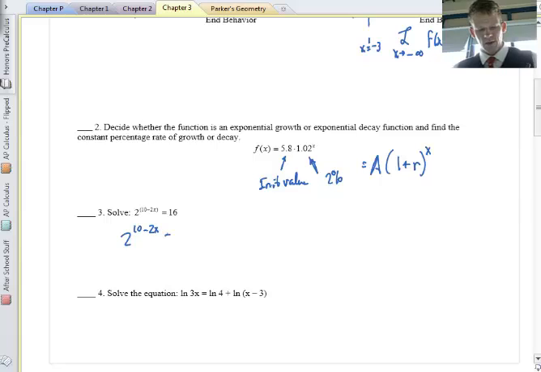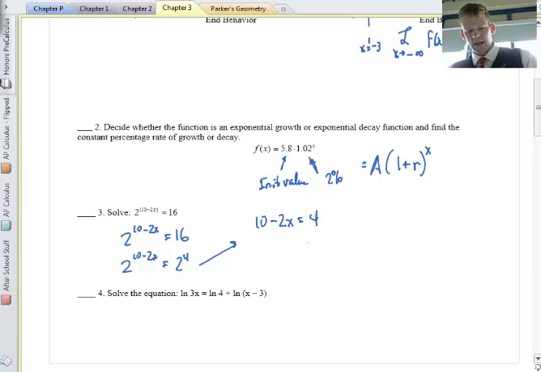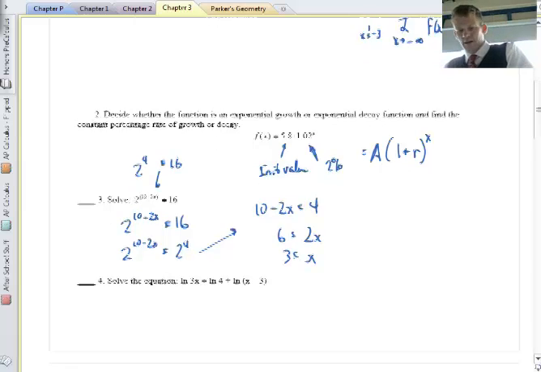So over here we want to solve this equation: 2 to the 10 minus 2x equals 16, so you should have 2 to the 10 minus 2x equals 2 to the 4th. When you can switch to the same base, you can just set the exponents equal. So we would then proceed to say, 10 minus 2x equals 4, and 2x would equal 6, x would equal 3 in this case. And you should try that out just to make sure. So when you plug 3 in, you end up getting 2 to the 4th equals 16, which is correct.